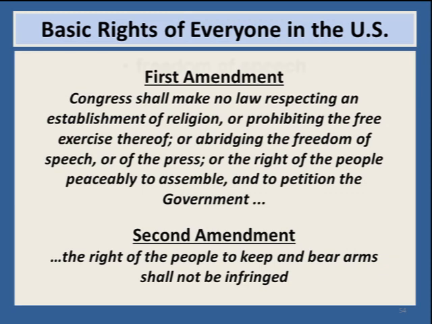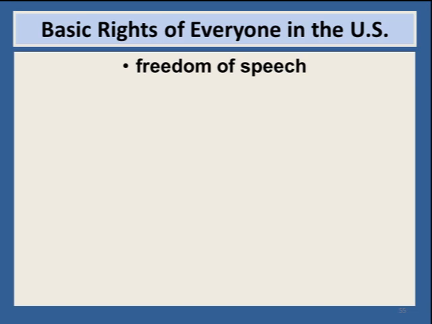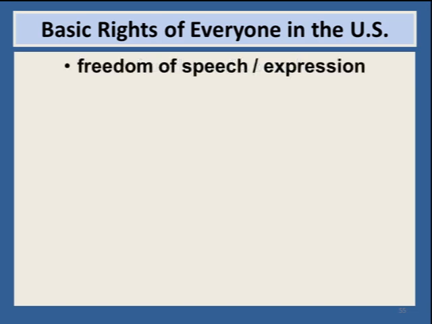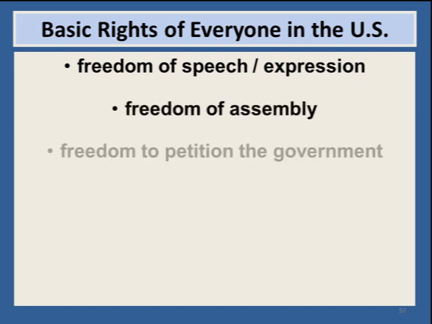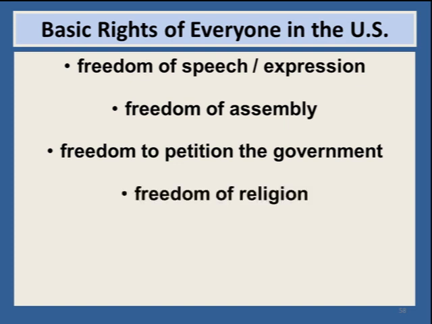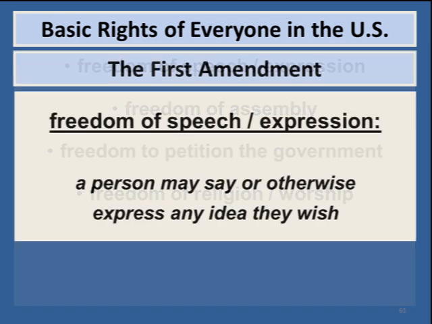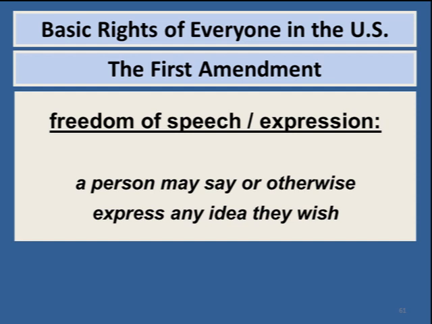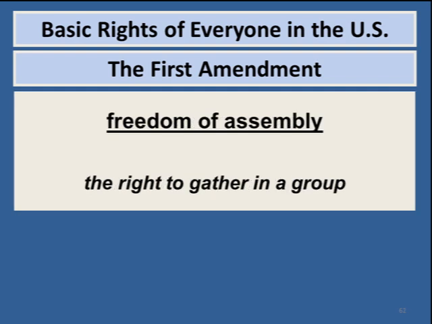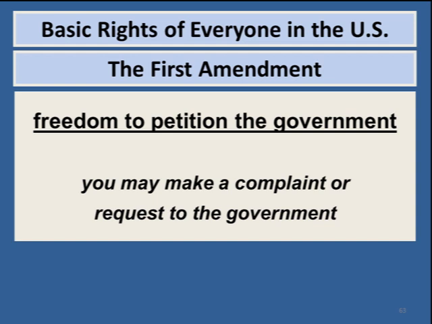These 4 rights are freedom of speech, also referred to as freedom of expression, freedom of assembly, freedom to petition the government, and freedom of religion, also known as freedom of worship. Freedom of speech, or freedom of expression, means a person may say or otherwise express any idea they wish. Freedom of assembly gives people the right to gather in a group. Freedom to petition the government allows you to make a complaint or request to the government.